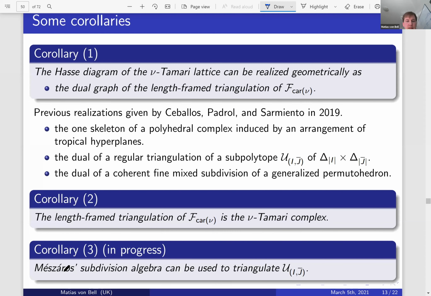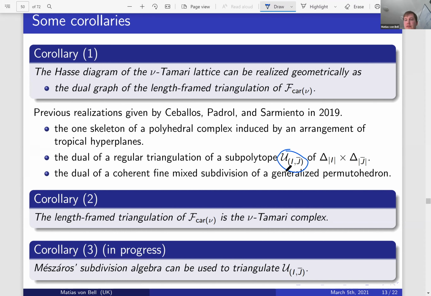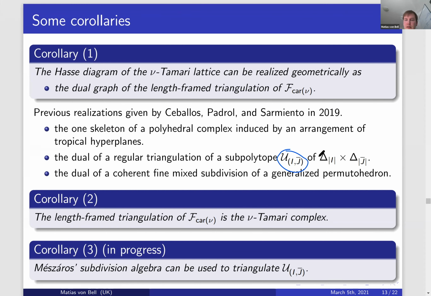But something interesting that I find is that a consequence is that now Mészáros' subdivision algebra can be used to triangulate this subpolytope of the product of simplices. And this follows from Mészáros' work on triangulating flow polytopes with the subdivision algebra. And now that we have a description of this subpolytope U as a flow polytope, we can triangulate that as well. And this was something that Ceballos, Padrol, and Sarmiento wondered about in their study. And so we can now answer that in the affirmative. It's still being typed up at the moment, but coming out soon.